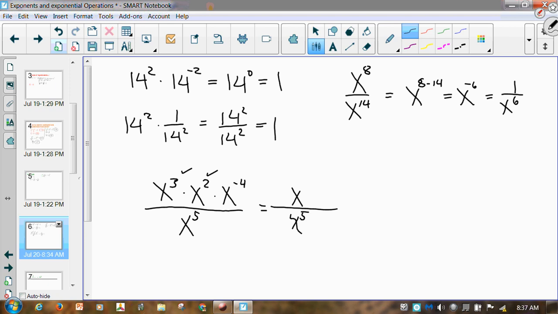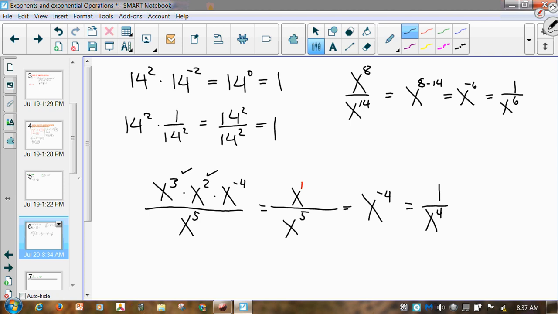X to the 5th. And now we're going to use the subtraction rule, right? So this is x to the 1. Remember, this is x to the 1, even though we don't write it that way. So then we're going to have 1 minus 5, which is going to be x to the what? X to the minus 4, right? And if we had an instruction that said I don't want negative exponents, then we would write this as 1 over x to the 4th, okay?